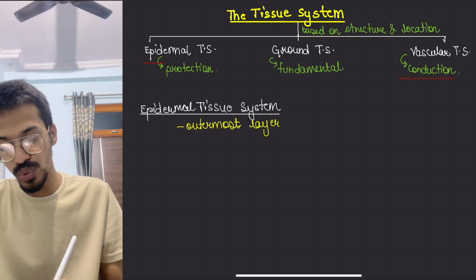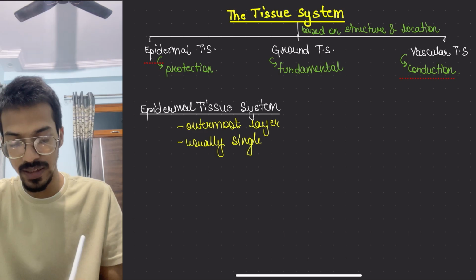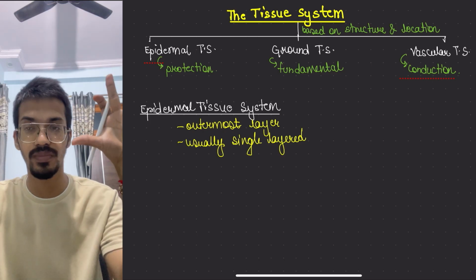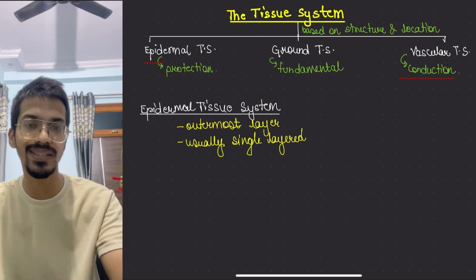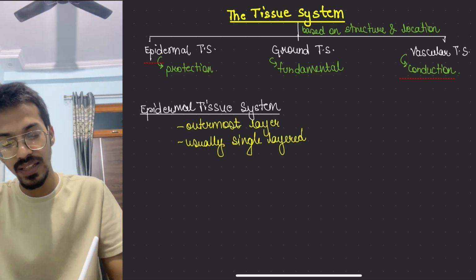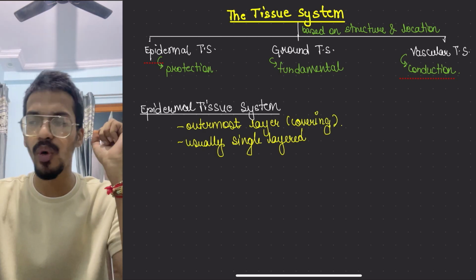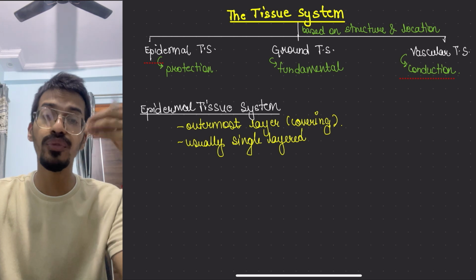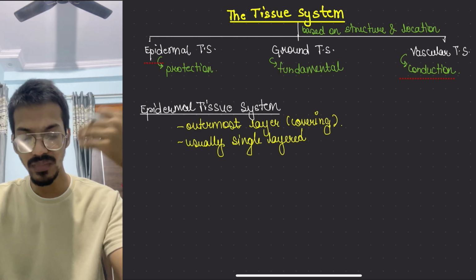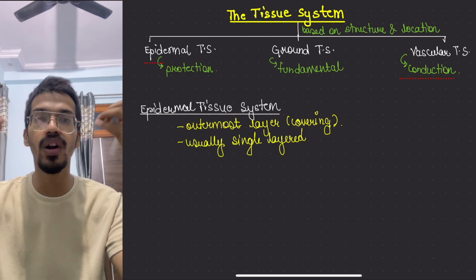The next point is that it's usually single layered. Usually means it could be multicellular also, there is a possibility. So when the word usually comes, it means a multicellular layer can also be there. It acts as the outermost covering of the body of the plant. Then different parts have different types of qualities. If we see the parts of the plant, it has different types of slightly modified cells.